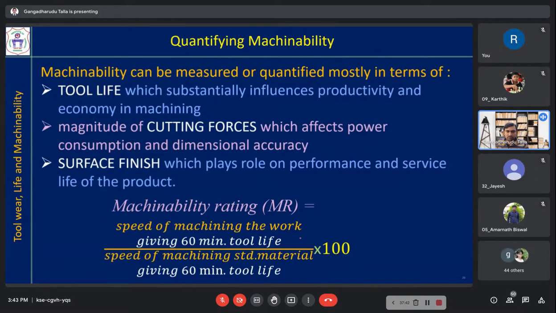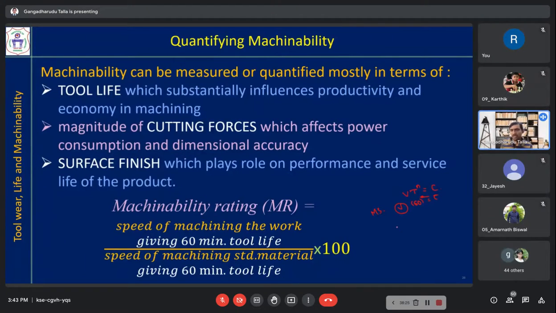Now, speed of machining the work, giving 60-minute tool life. What does it mean? Let us say we are considering some mild steel. During the machining of mild steel, as per Taylor's equation, it is VT^n equal to C. Now you are fixing T. If it is 60 minutes and you know the n and C values, you put those values. Now what is the velocity? So for mild steel, you have taken the velocity.